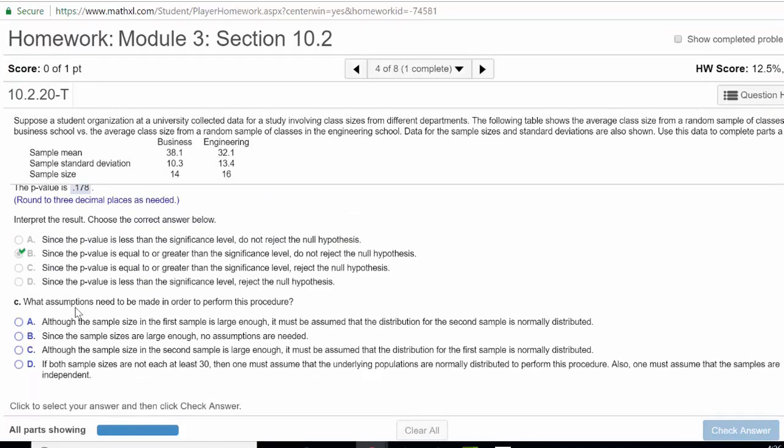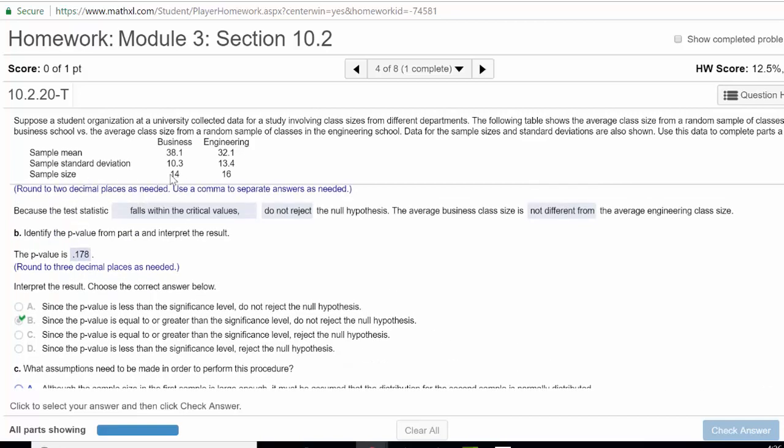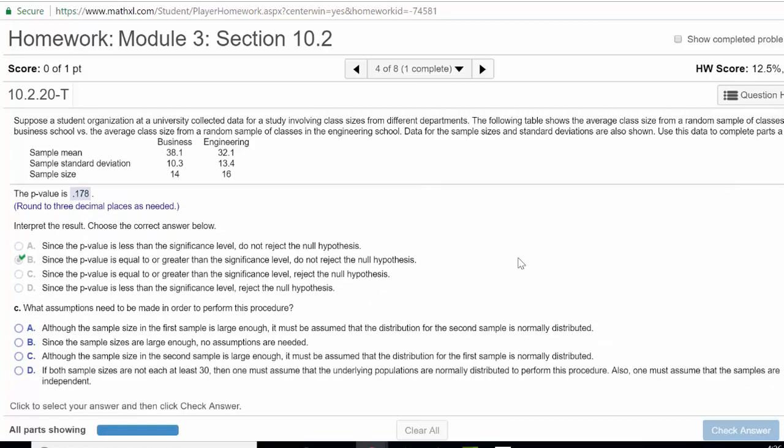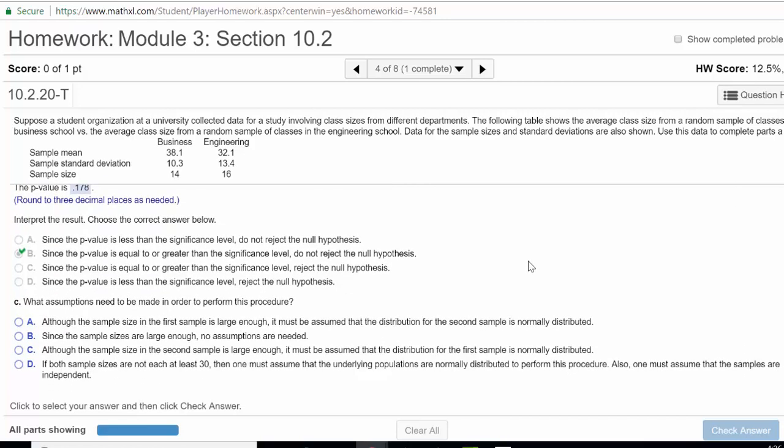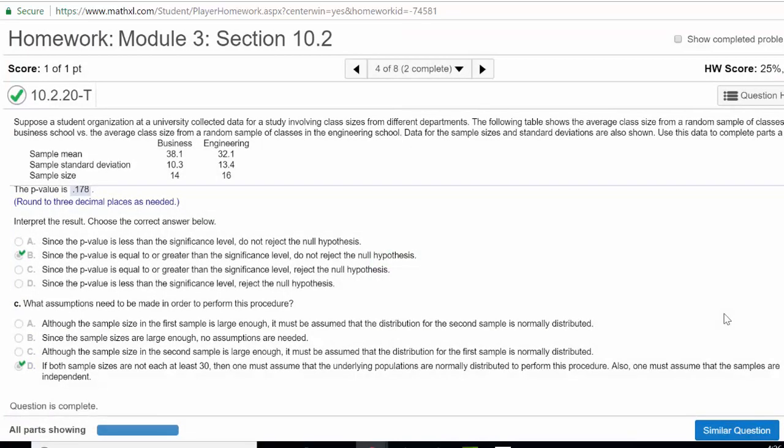Oh, last one. What assumptions need to be made in order to perform this procedure? Okay. Samples are 14 and 16 for sizes. We need to make sure that both populations are normally distributed. So let's see. Not B. If both sample sizes are not each at least 30, then one must assume that the underlying populations are normally distributed. Yes, so that would be D. Check the answer, and that is correct.